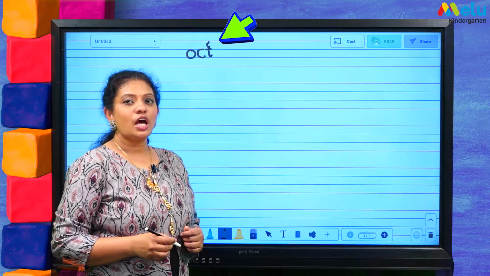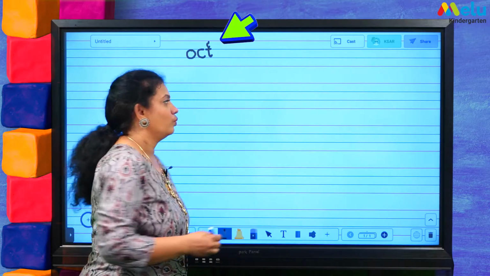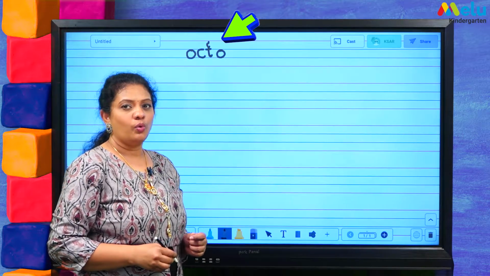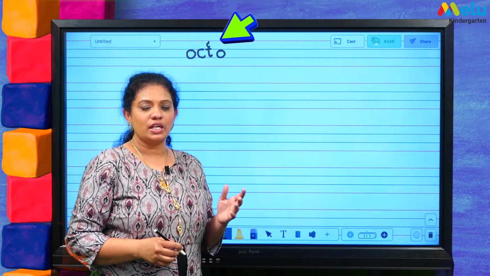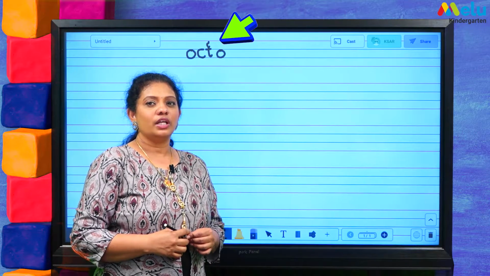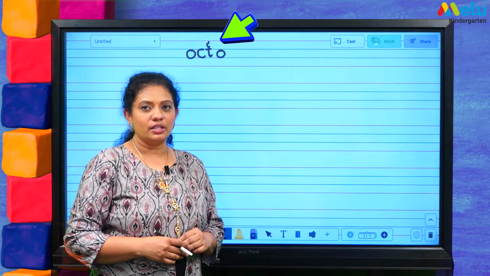And which letter sounds O? O. Octo. We are done with the 2 syllables. The last syllable is pus, right? So there are 3 sounds included in the syllable.